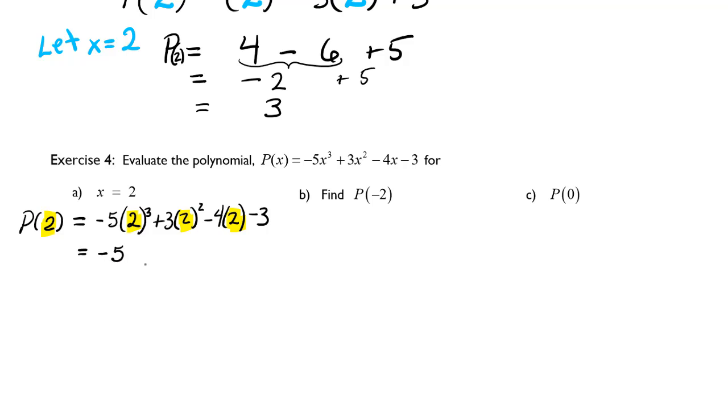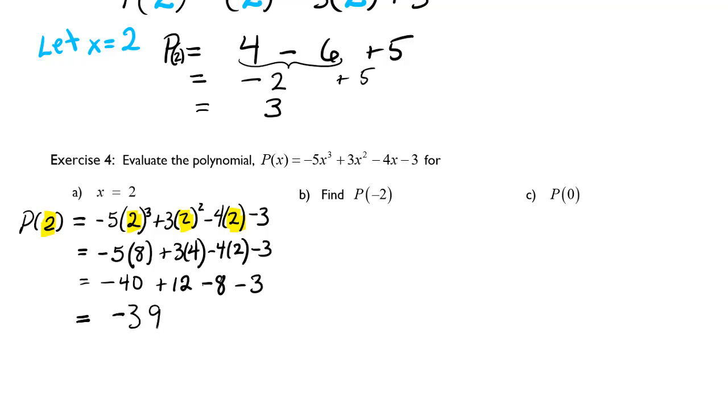If I substitute that 2 in, I will have negative 5 times 8 plus 3 times 4 minus 4 times 2 minus 3. This will give me negative 40 plus 12 minus 8 minus 3. This is equal to negative 39. Now I'm going to work on part B. B says evaluate p of negative 2. So I'm substituting negative 2 into the function given.